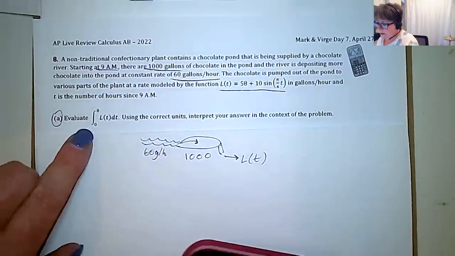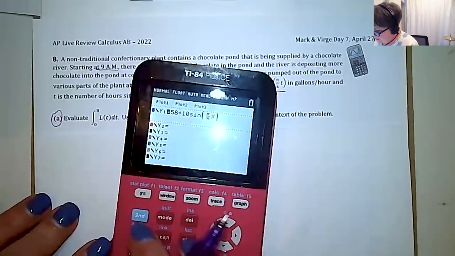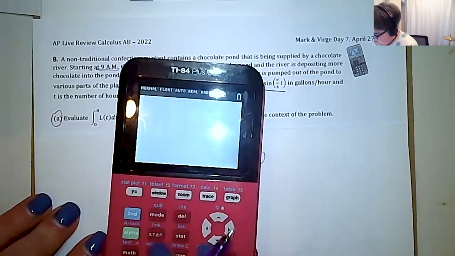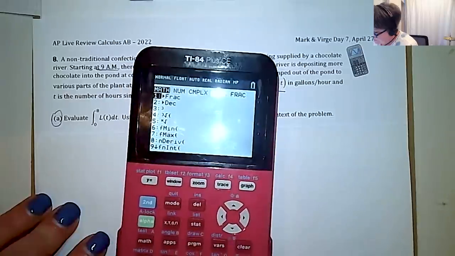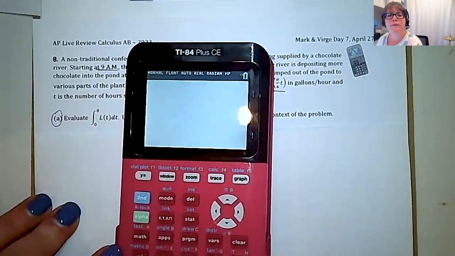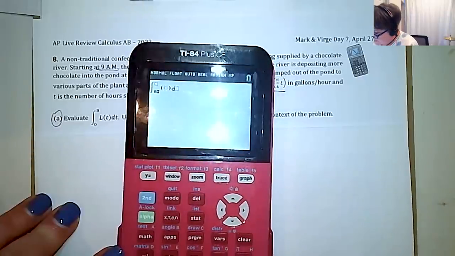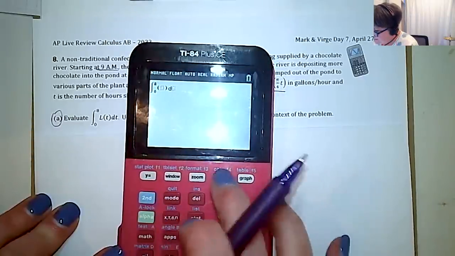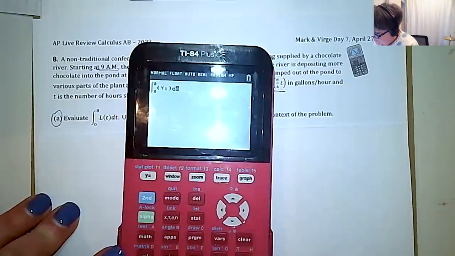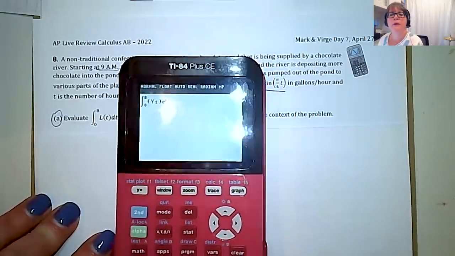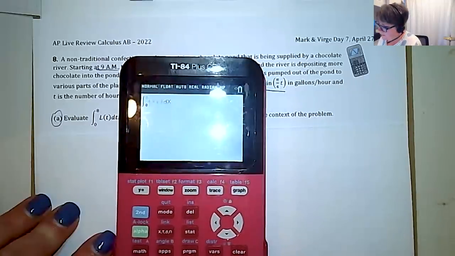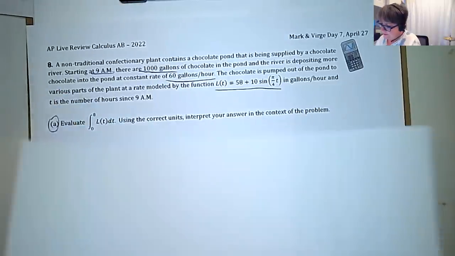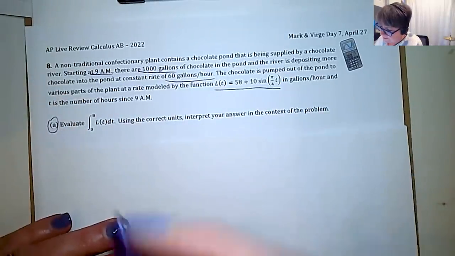And I'm going to go ahead and calculate this by going to math. I'm going to clear this. I'm going to go to math and I'm going to go down to option number 9. And I'm doing 0 to 8 of my Y1. I only have one function in there. So alpha F4 and then Y1 and then DX. Okay, so there's what I'm going to do. And it calculates 464 for me. So my answer here in A is 464.